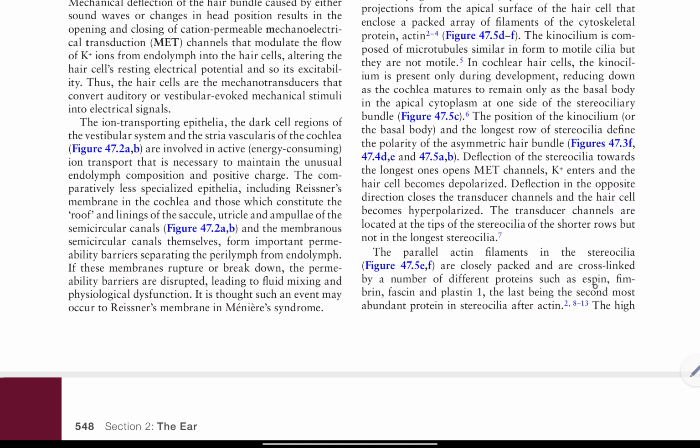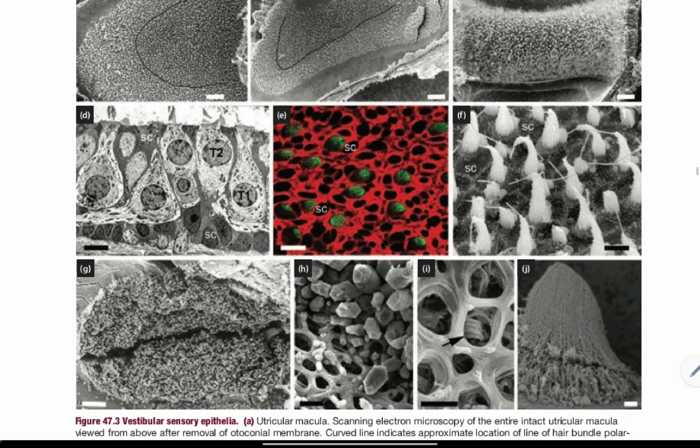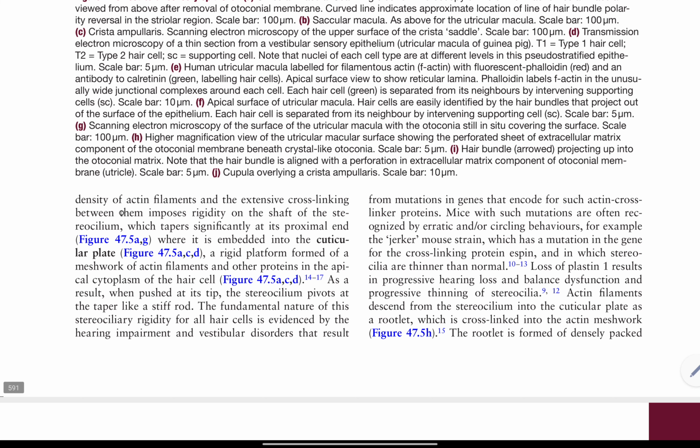The parallel actin filaments in the stereocilia are closely packed and are cross linked by a number of different proteins such as espin, fimbrin, fascin, and plastin 1, the last being the second most abundant protein in stereocilia after actin. The high density of actin filaments and the extensive cross linking between them imposes rigidity on the shaft of the stereocilium, which tapers significantly at its proximal end, where it is embedded into the cuticular plate.